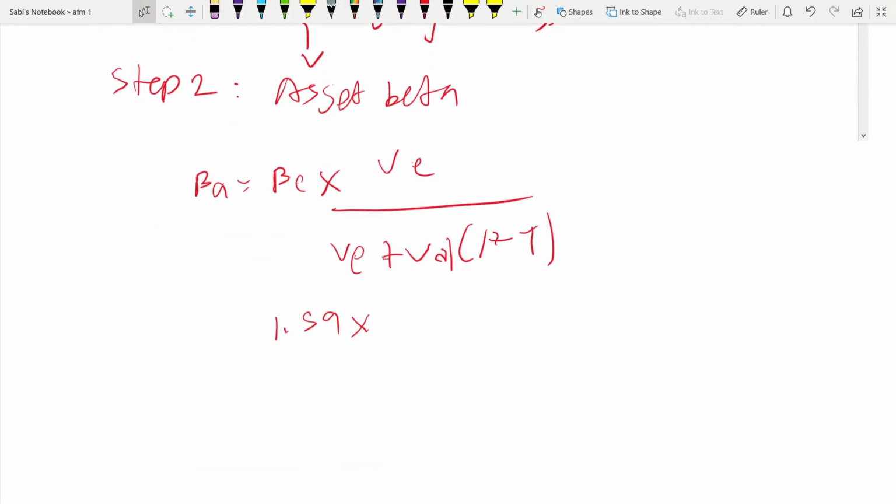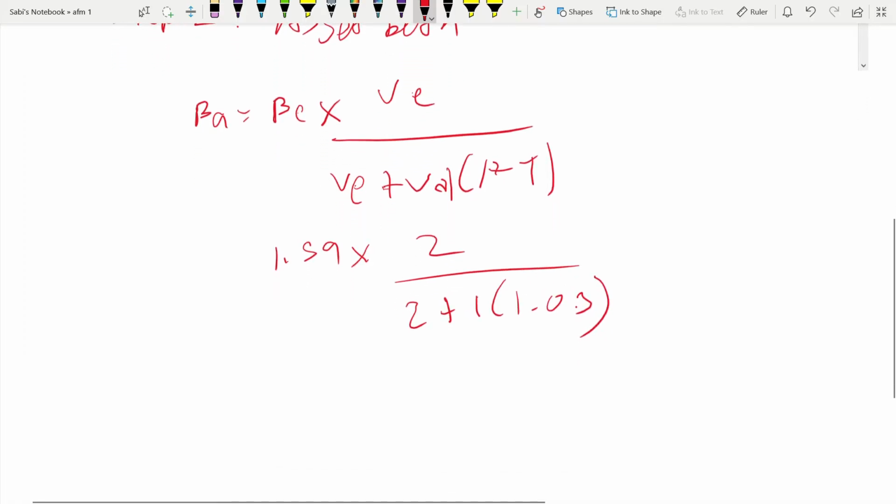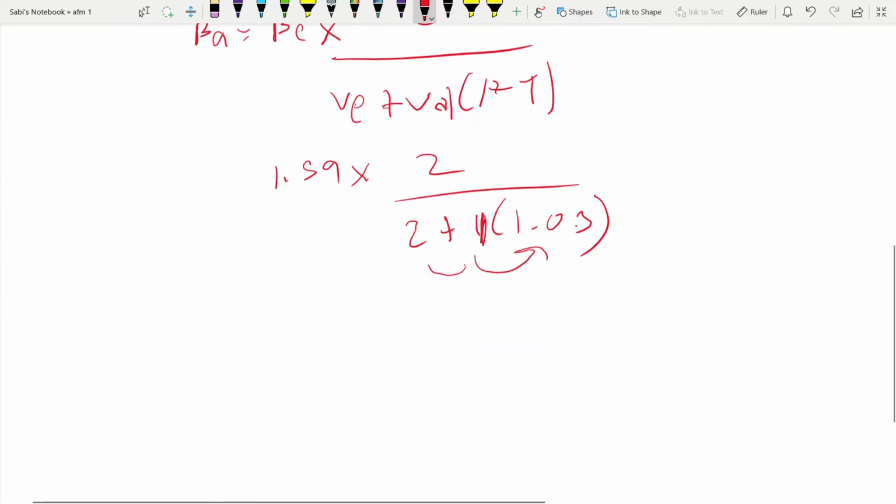So it's 2:1. So 2 plus 1, and tax is 30%, 1 minus 0.3. So do the calculation. Make sure that you are able to do this. Remember, this needs to be multiplied by this before you add with 2. You should know this bottom-up, okay? I'm telling you this because many of you don't know.